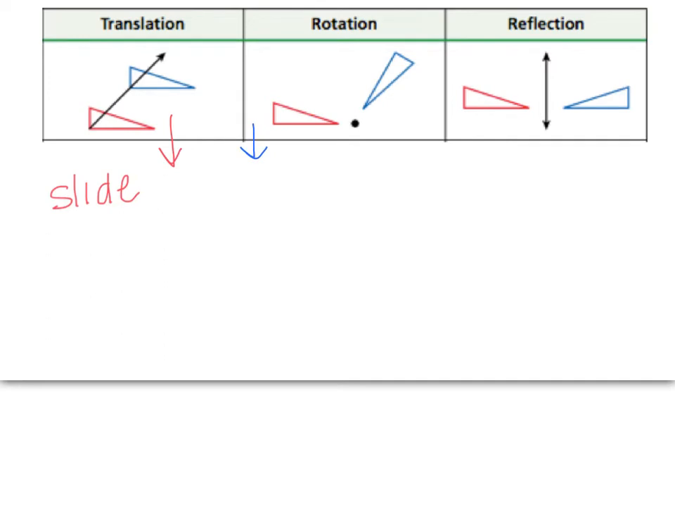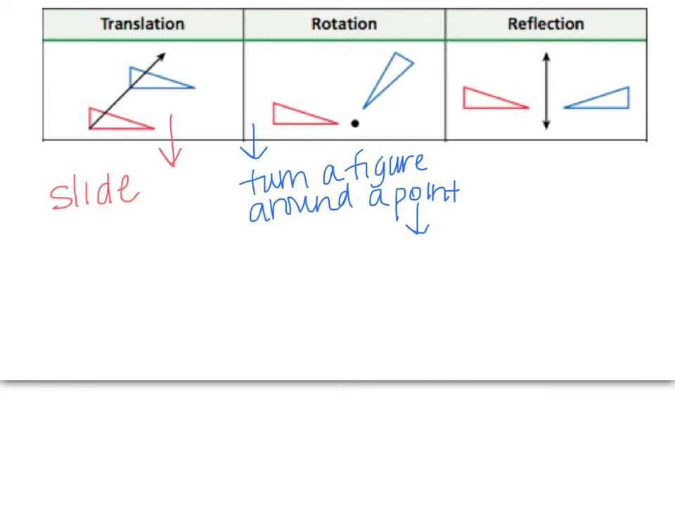And this is going to be turning a figure around a point. And that point is called the center of rotation. So if you can see in this picture, we start at the red. This dot here is our center of rotation, and we are turning it. And we'll usually tell you like 90 degrees around the x-axis, around the point of origin.